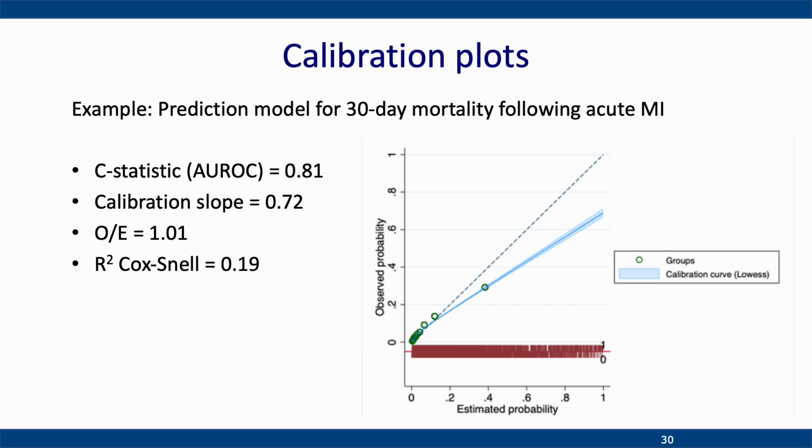Around the bottom here, this seems to be well calibrated down here at lower risks. Now, you wouldn't know that from a calibration slope of 0.72 or a C-statistic of 0.81. So these plots are essential to provide.